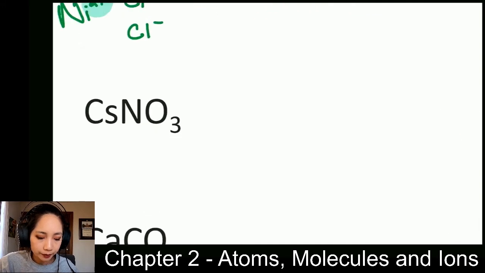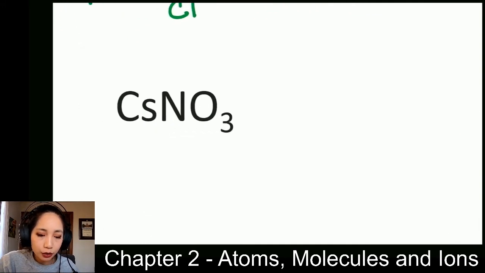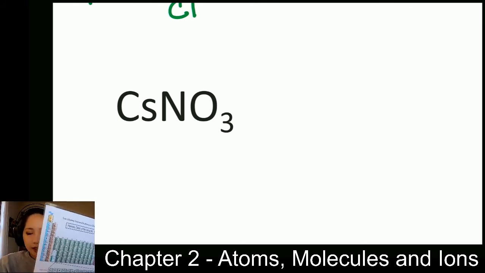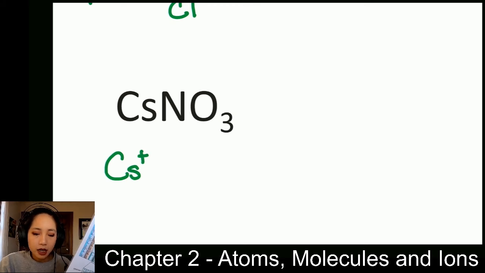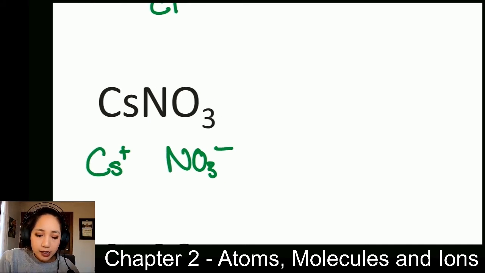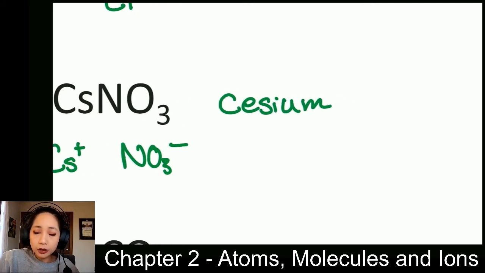Okay, let's keep going. CsNO3. Cesium on our periodic table is right here. It's in the same group as lithium, so this is cesium plus. Nitrate is one of our polyatomics, so it's NO3 minus. Cesium is not a transition metal, so we don't have to use the stock system. So simply, this is cesium, named the cation, and now name the anion, that's nitrate: cesium nitrate.